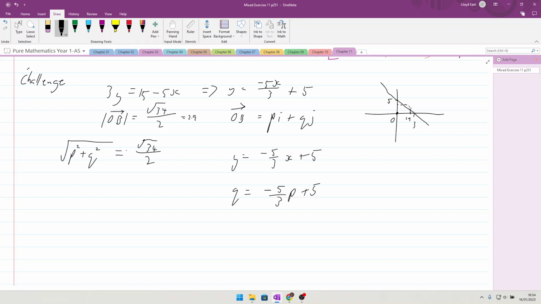Coming back here on the left, I'm going to square both sides of this. Root 34 divided by 2 squared is, of course, going to be 17 over 2. 17 over 2 is equal to p squared plus q squared. We've got a value for what q is here, so let's substitute that straight in: p squared plus minus 5 over 3p plus 5 squared equals 17 over 2.